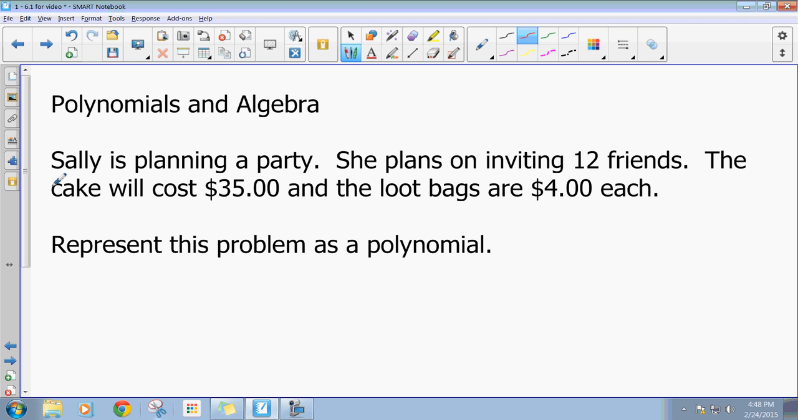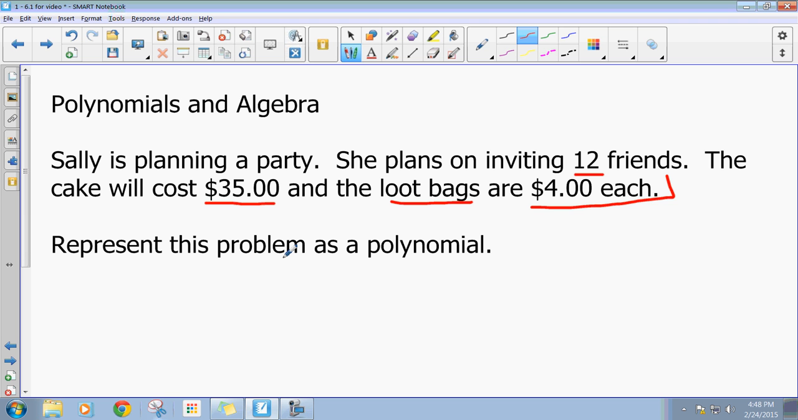So we have poor little Sally planning her birthday party. She plans on inviting 12 different friends. The cake is going to cost her $35. The loot bags are going to be $4 for each. Represent this problem as a polynomial.